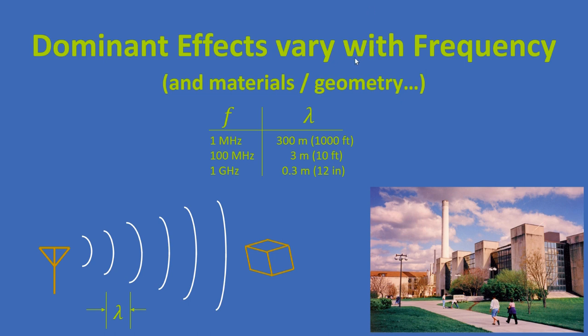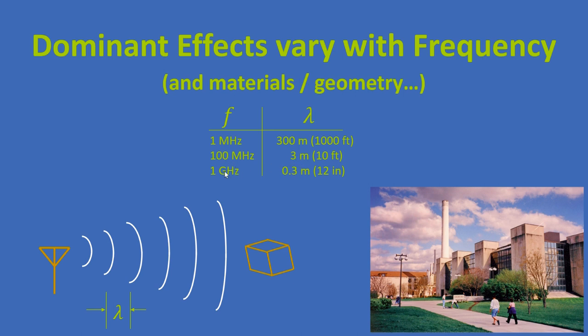And the main thing it depends on is frequency, F, or wavelength. So I've given some examples here. For AM broadcast in the 1 megahertz range, the wavelength is about 300 meters. And that's about 1,000 feet if you're not used to meters. FM broadcast is somewhere around 100 megahertz. And so that's 100 times higher in frequency, which makes the wavelength 100 times shorter.